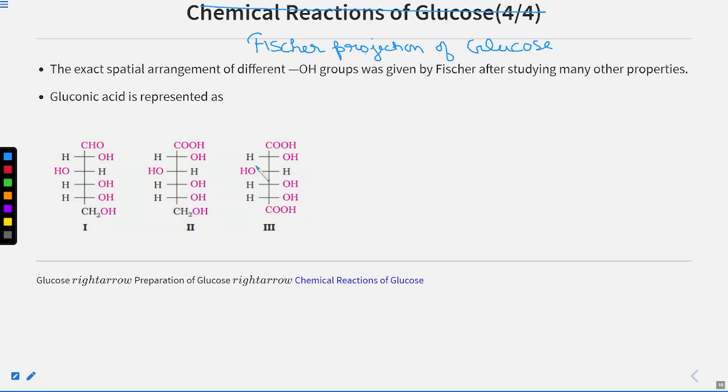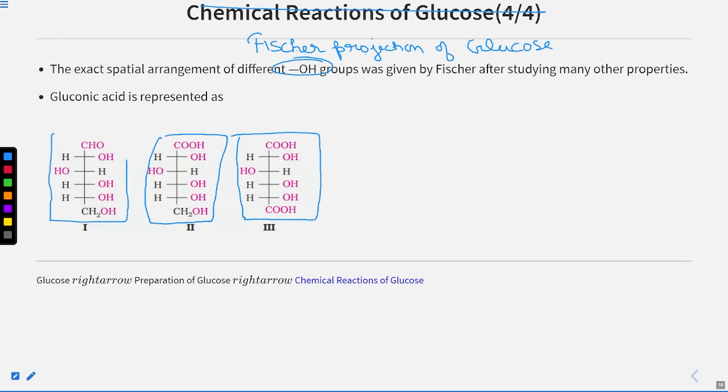So this defines the spatial arrangement of the OH groups around the carbon atoms in the given glucose. Now if I ask you how gluconic acid looks, this is gluconic acid. This is saccharic acid. And this is our glucose. During oxidation, only this group is disturbed and converted into this group, but the spatial arrangement of any other carbon atom has not even changed. You can see all of these are in the same position.